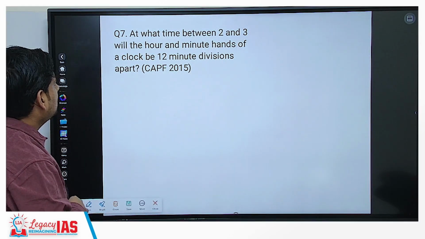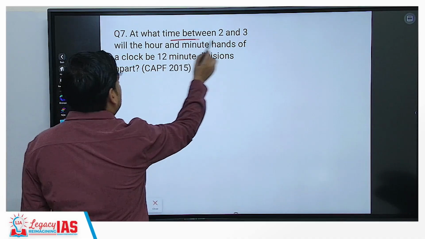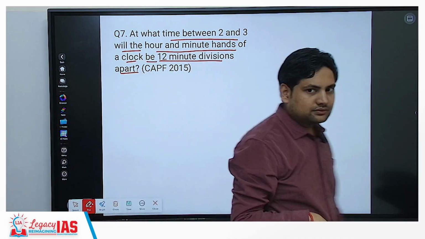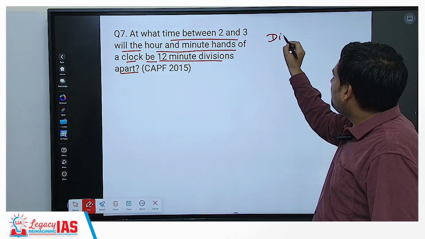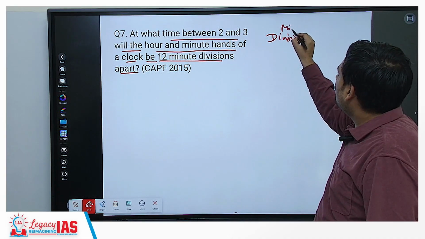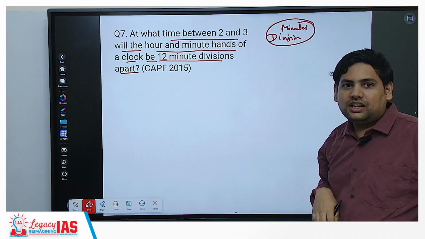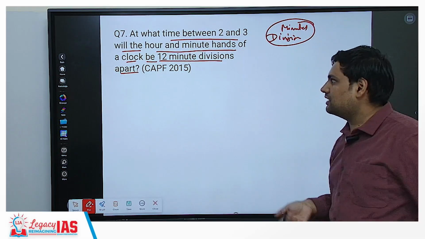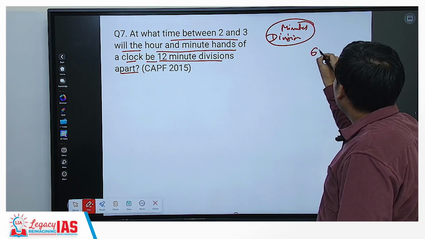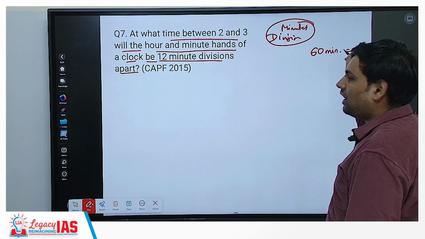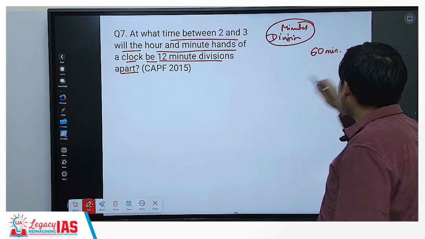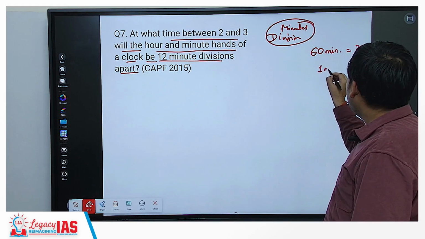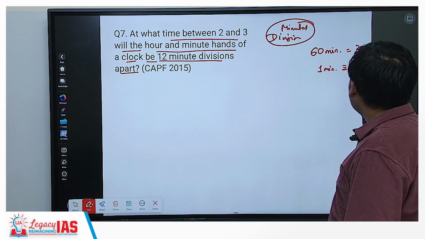Then next, what time between 2 and 3 o'clock? Yeah, let's do this. What time between 2 and 3 o'clock will the hour and the minute hand of a clock be 12 minute divisions apart? Now see, this minute divisions is just a way of telling you the angle. For example, 60 minutes is how many degrees? If I am going by the minute hand, this is 360 degrees. That means 1 minute is equivalent to 6 degrees.